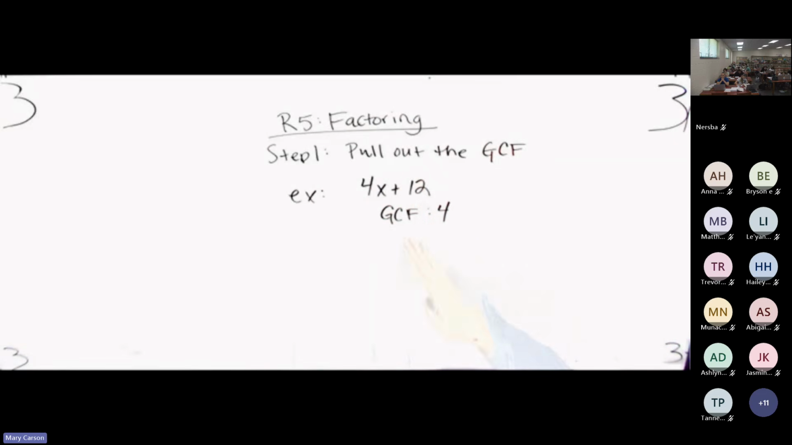So if you were to pull this out, technically factoring, you would pull out the GCF first, and then what you have inside the parentheses is what you have left over. That's factoring. It's like working backwards. So 4 times what is going to give you 4x? What do we need? An x. Good. And then I have my plus sign. And then 4 times what's going to give you 12? Good. All right.